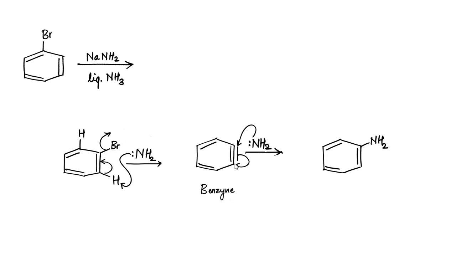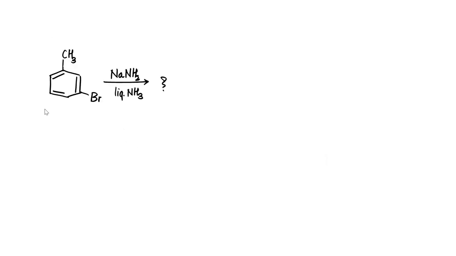But if there are any substituents present on this aryl halide, then you will get different types of products. Let's see one by one. If there is a meta substitution, then which type of product will we get? If there is a para substitution, then which type of product will we get? Let's see one by one. Suppose we have this type of example, that is we have meta-bromotoluene. Then in case of NaNH2 and liquid NH3, let's see its mechanism.